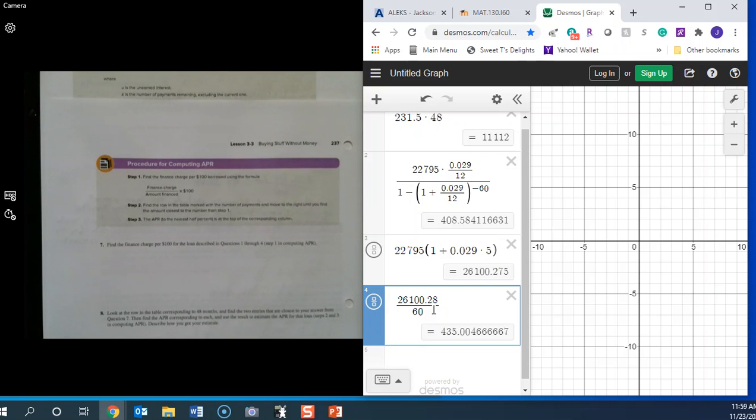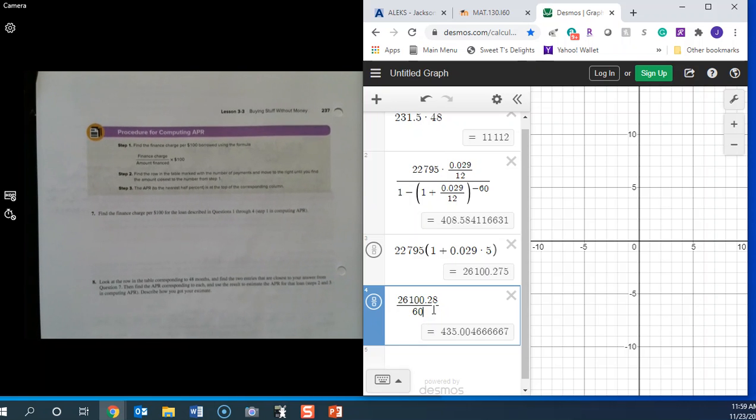And at the top, it says the procedure for computing APR. Step 1: find the finance charge per $100 borrowed using the formula finance charge divided by amount financed times $100. Step 2: find the row in the table marked with the number of payments and move to the right until you find the amount closest to the number from step 1. Step 3: the APR to the nearest half percent is at the top of the corresponding column.